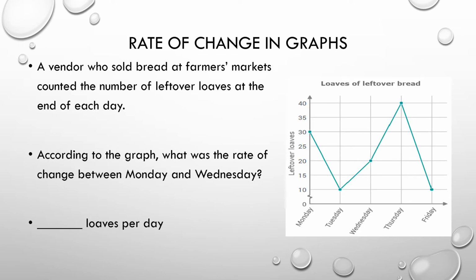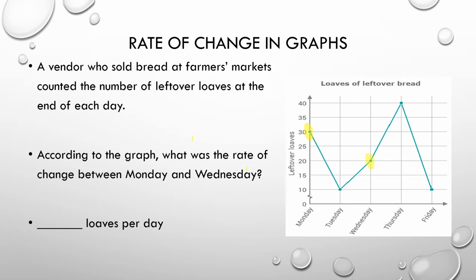Okay, now let's look at this in graphs. It says a vendor who sold bread at farmers markets counted the number of leftover loaves at the end of each day. According to the graph, what was the rate of change between Monday and Wednesday? Okay, so here's your Monday value, and then your Wednesday value.